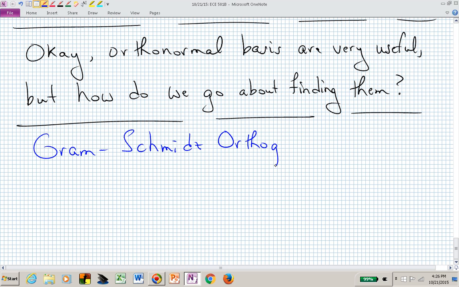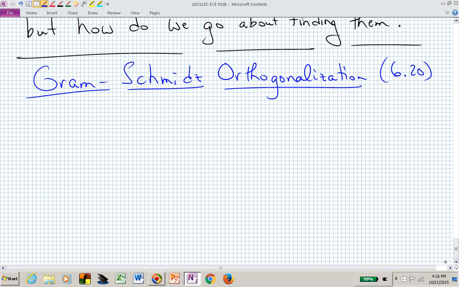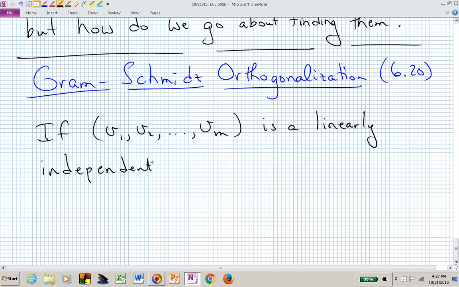which is one of the reasons why I called this the orthogonalization lecture. We're dealing a lot with this concept of vectors being orthogonal. And this is then, I don't know if it's a proposition or a theorem. It's probably a theorem in the second edition, 620. If V1 through V sub m is a linearly independent list of vectors in our vector space V.